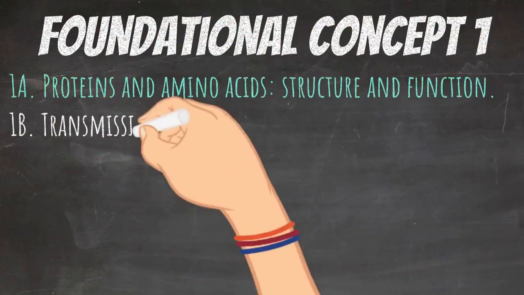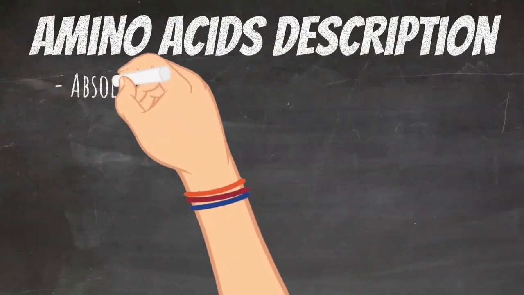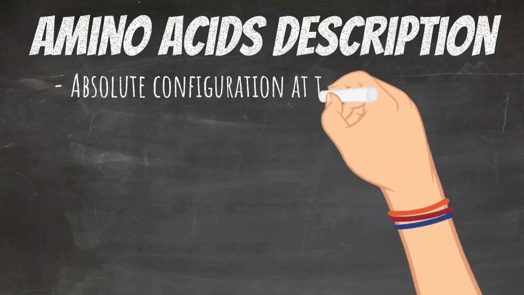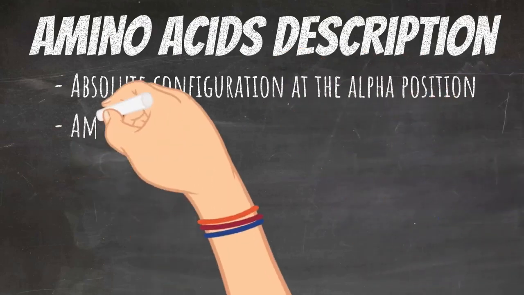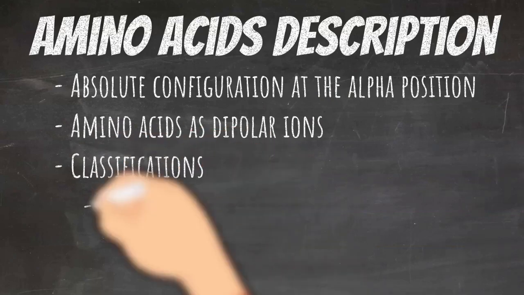We are continuing with foundational concept number 1 of biology, section 1A, proteins and amino acids, structure and function. Just a reminder that this section is worth 55% of the biology section. This video is about amino acid descriptions and the classification of hydrophobic or hydrophilic amino acids.